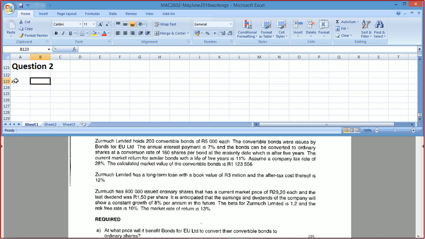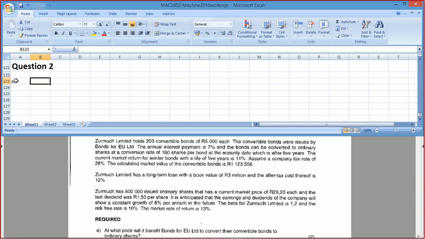So bonds for EU is the issuer. They're issuing the bonds. So Z is actually holding the bonds, meaning they're the investor. The annual rate of interest is 7%, and the bonds can be converted to ordinary shares at a conversion rate of 160 shares per bond at a maturity date which is after 5 years. The current market return for similar bonds with a life of 5 years is 11%. Assume a company tax rate of 28%. Okay, the calculated market value of the convertible bonds is that Z Limited has a long-term loan with a book value of 3 million. Okay, that's the long-term loan.